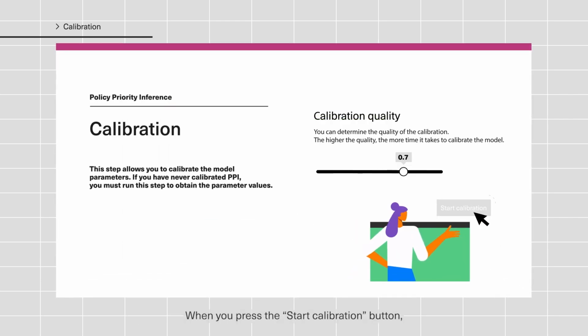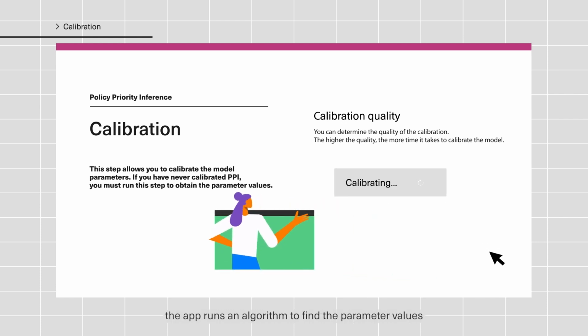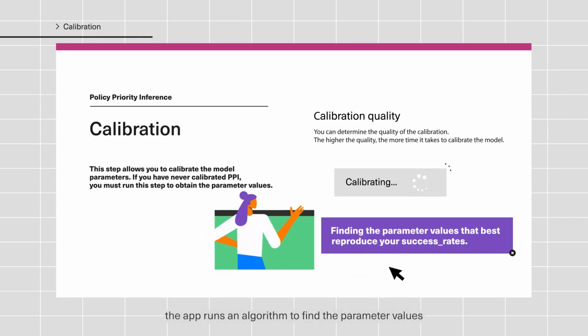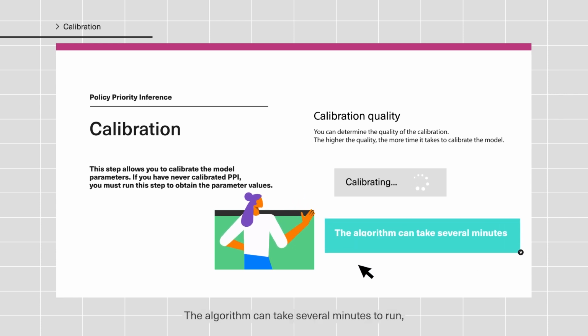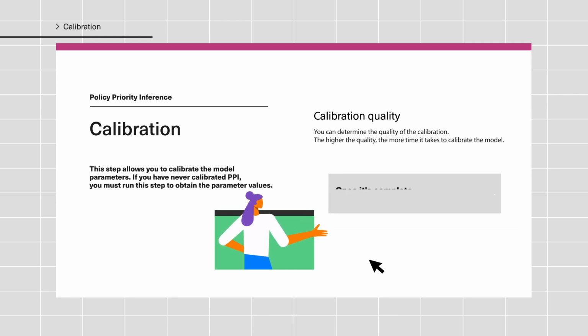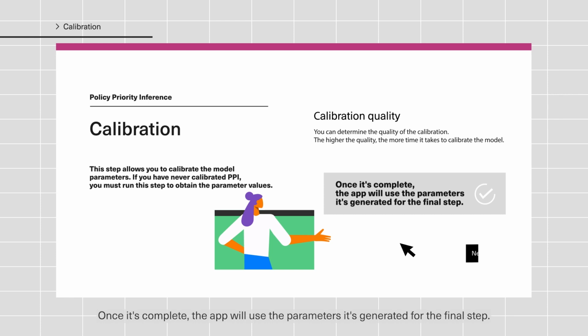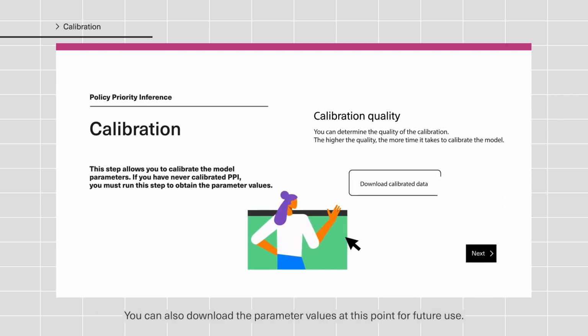When you press the Start Calibration button, the app runs an algorithm to find the parameter values that best reproduce your success rates and overall trend for each indicator. The algorithm can take several minutes to run, so please be patient. Once it's complete, the app will use the parameters it's generated for the final step. You can also download the parameter values at this point for future use.